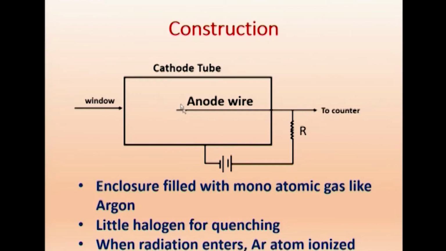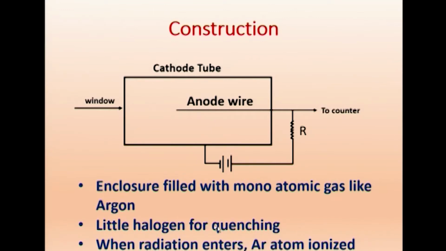Now we will go to the principle behind this. The whole enclosure is filled with a monoatomic gas like argon. Oxygen is diatomic, but argon is monoatomic because it is a very stable gas. Therefore there is no molecule, it is only atoms. So it is filled with argon.